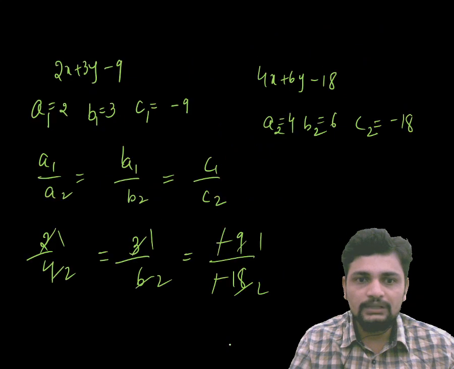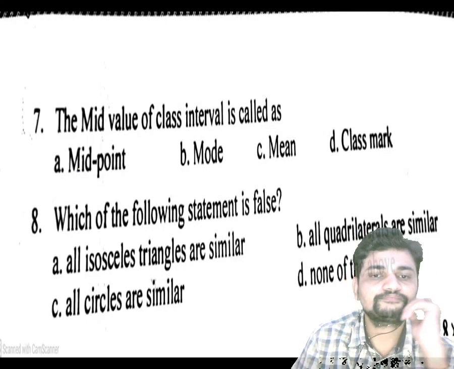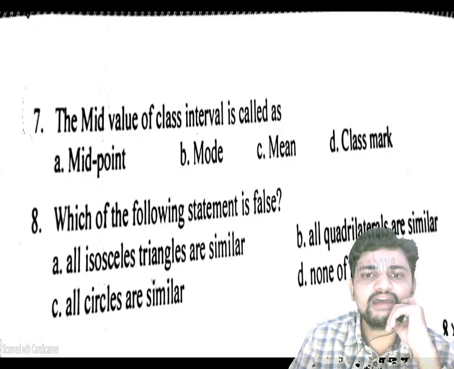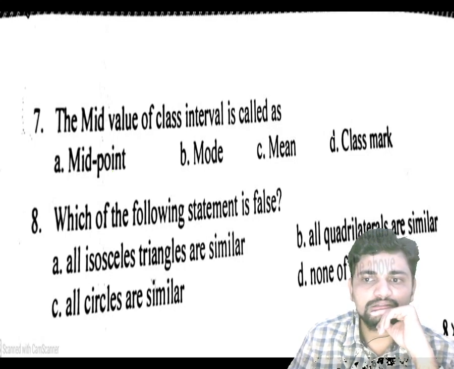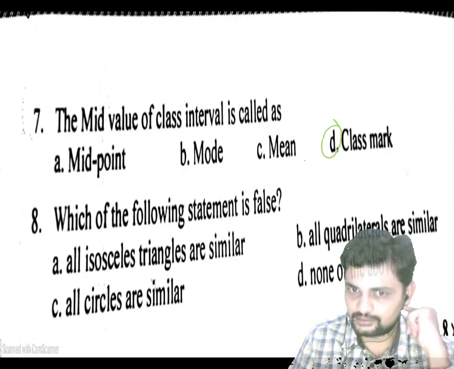We have completed 6 multiple choice questions. Now let us move to the 7th question. The mid value of class interval is called. So, a direct concept based question. So option D, class mark.